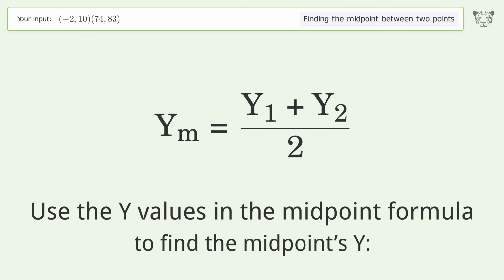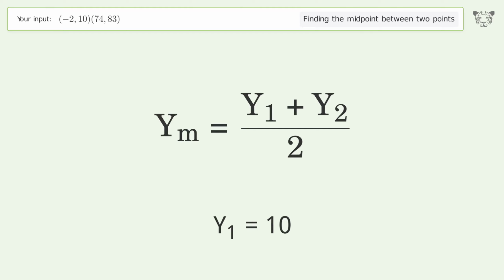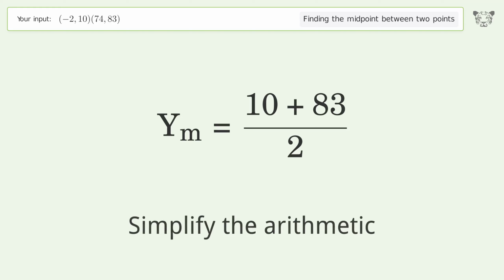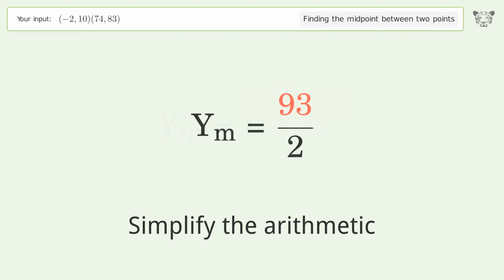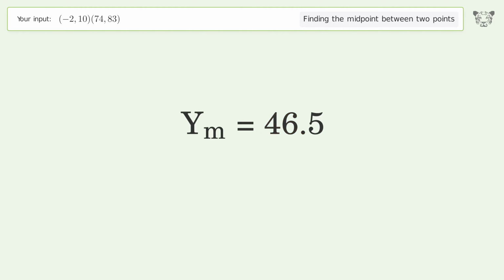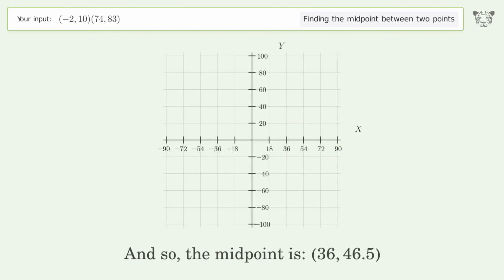Use the y values in the midpoint formula to find the midpoint's y. y1 equals 10. y2 equals 83. Simplify the arithmetic. And so, the midpoint is 36, 46.5.